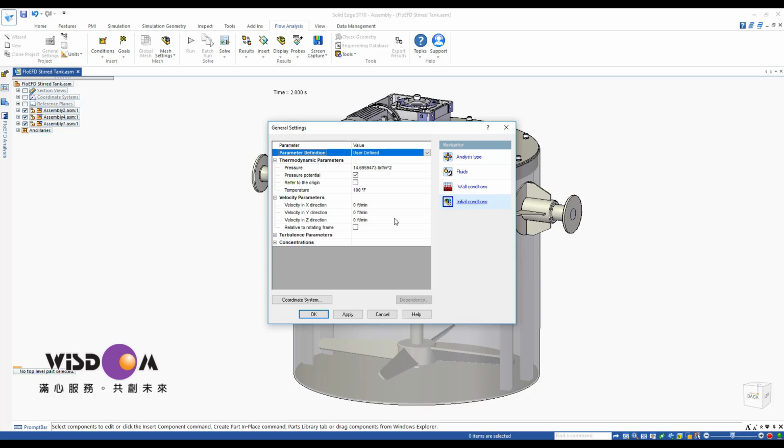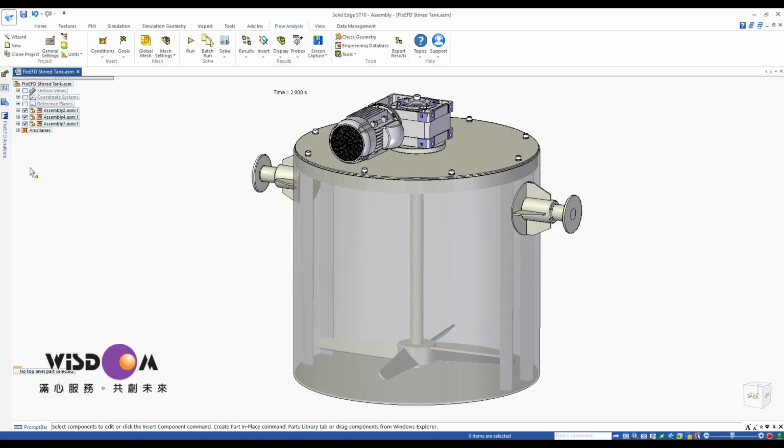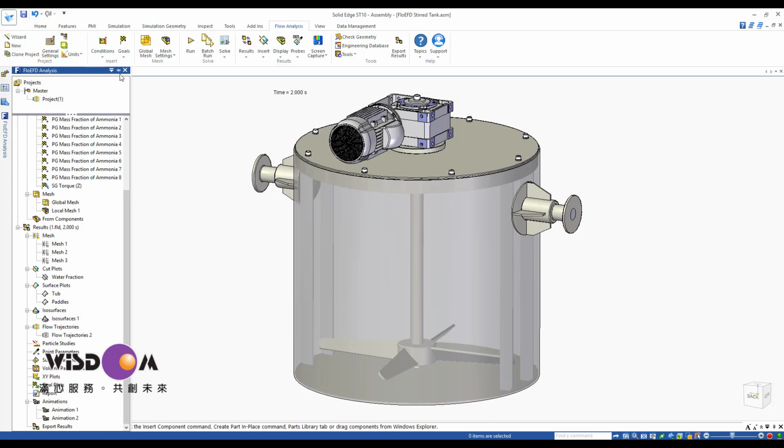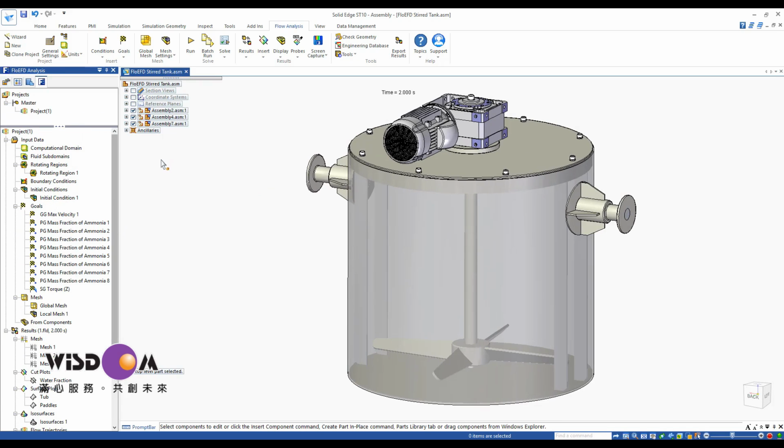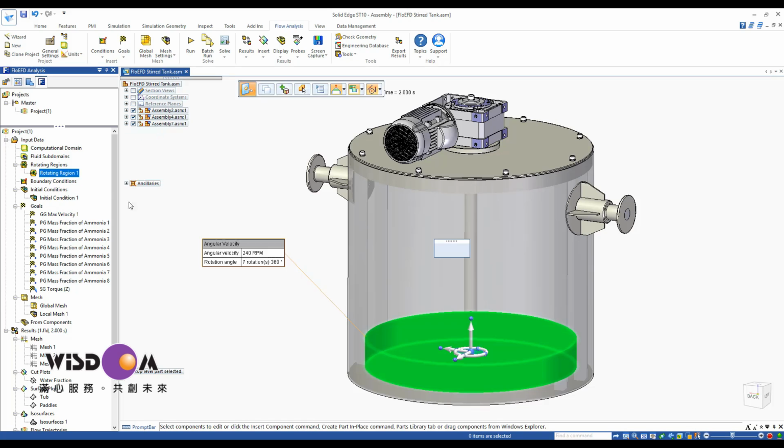And under the initial conditions, we can see that at time 0 it's going to be 100% ammonia in the tank as the starting fluid. Now if we come over to our FloEFD analysis tree, we can have a look at some of the setup here. So first of all, you can see that we have a rotating region on the paddles. We're moving at 240 RPM.